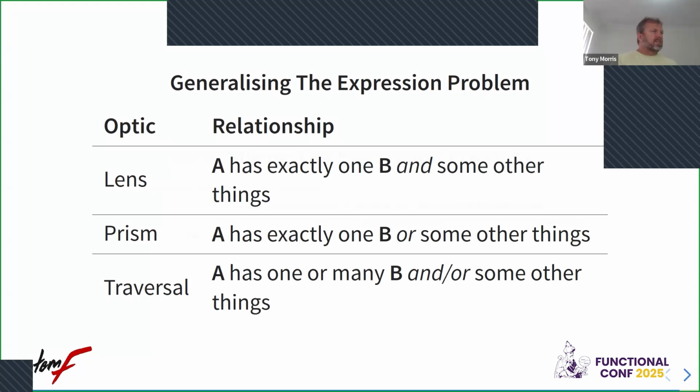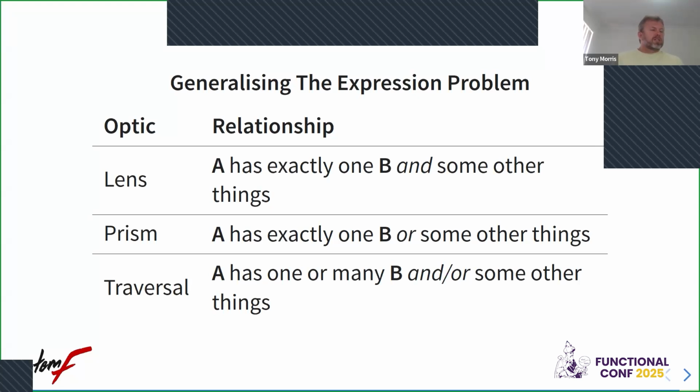So to summarize, a lens between A and B, the relationship between data type A and data type B, is that A has exactly one B and some other things. A prism has exactly one B or some other things, and a traversal has one or many B and or some other things. So this is a loose way of describing the different types of relationships.